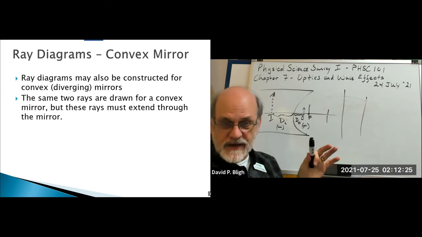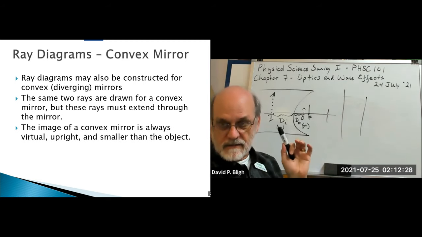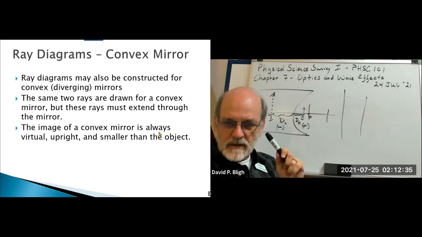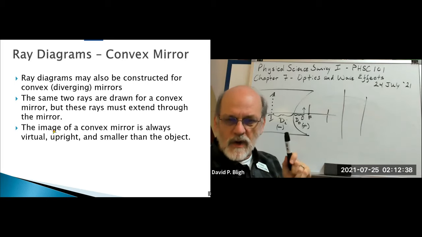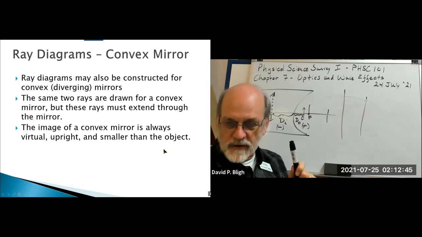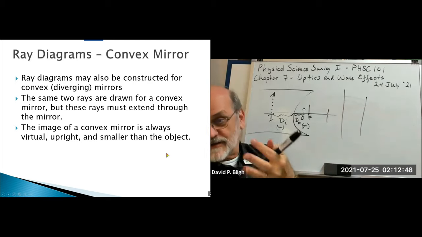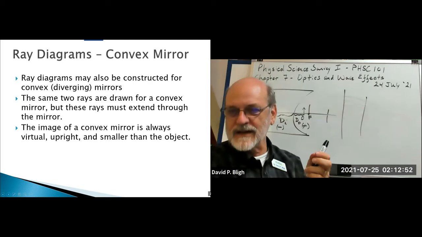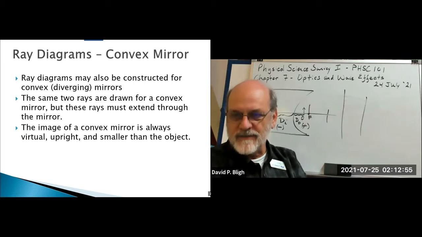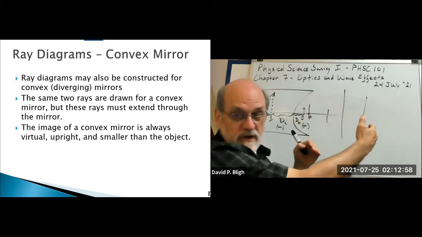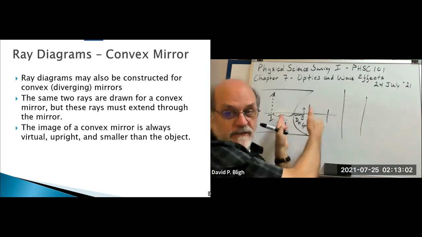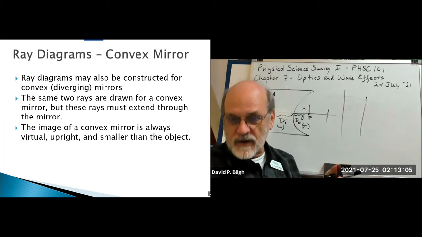We draw the rays exactly the same way as with a concave mirror. But with a convex mirror, the image is always virtual. It's always upright, and it's always smaller than the object. So in that way, it's actually a simpler process than the concave mirror. We have three possibilities for the concave mirror: outside the center of curvature, between focal point and curvature, or inside the focal point. But with a convex mirror, the image is always virtual, always upright, and always smaller than the object.